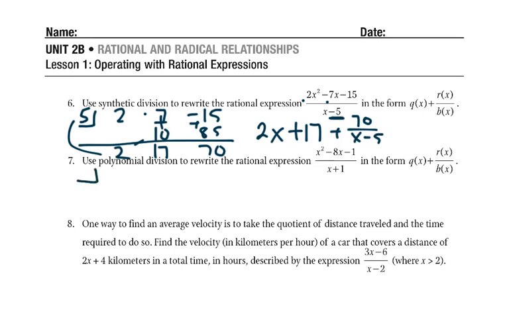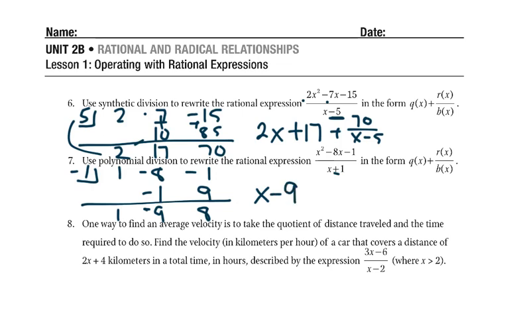Second one, same idea. It's plus 1, so we go negative 1, 1, negative 8, negative 1. Bring down the 1, times negative 1, add, negative 9, positive 9, add, positive 8. Now remember, if the remainder is 0, we know it's a factor, and we like that. So then I go x minus 9 plus 8 over x plus 1.